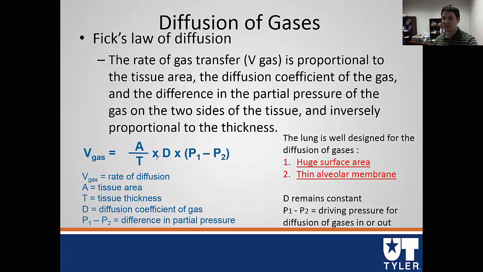Why is that? It's because most of this doesn't change, right? So when we're thinking of oxygen transfer between the lungs and the capillaries, the area of the tissue isn't going to change. The tissue thickness isn't going to change. The diffusion coefficient of the gas is actually a constant, so it isn't going to change. So ultimately, what's going to drive the transfer of gas is the change in pressure.